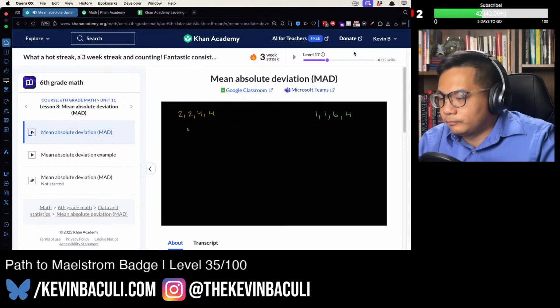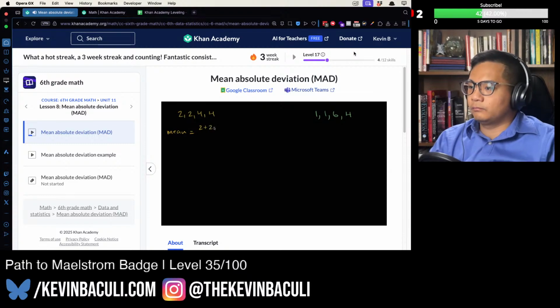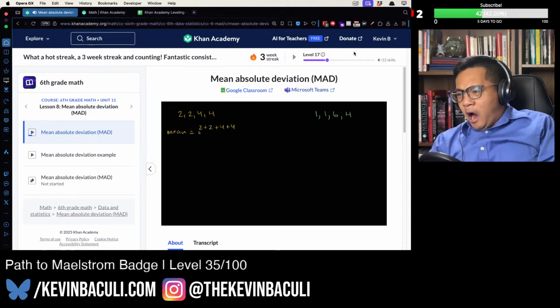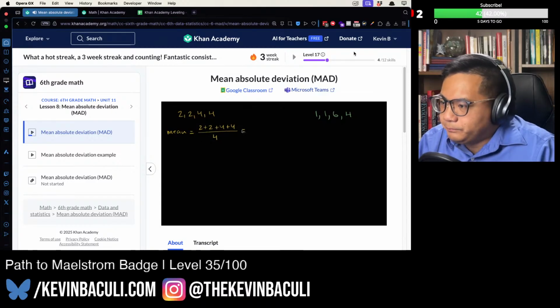And one of the ways that we know how to do that is by finding the mean. So let's figure out the mean of each of these data sets. So this first data set, the mean, well, we just need to sum up all of the numbers. So it's going to be 2 plus 2 plus 4 plus 4, and then we're going to divide by the number of numbers that we have. So we have 1, 2, 3, 4 numbers, so that's that 4 right over there. And this is going to be 2 plus 2 is 4, plus 4 is 8, plus 4 is 12. So it's going to be 12 over 4, which is equal to 3.